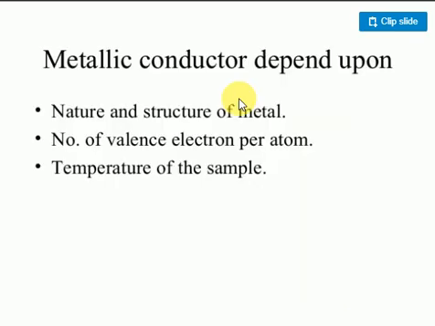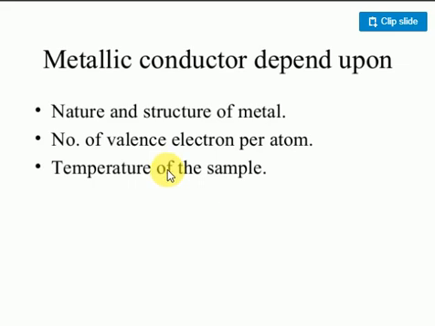Next, factors affecting metallic conductors. Metallic conductance depends upon the nature and structure of the material. Already we discussed that silver is the best conductor. Number of valence electrons: if a material has more valence electrons, there will be more conductivity. Temperature: as temperature increases, metallic conductance decreases and ionic conductance increases.